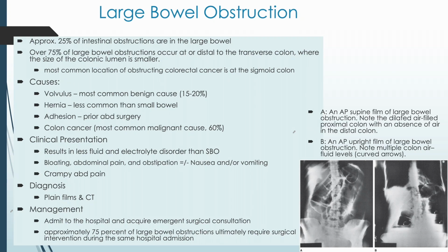Also, hernias and volvulus are causes of large bowel obstructions. How do these patients present? Well, it results in less fluid and electrolyte disorders than small bowel obstruction, but it still causes bloating, abdominal pain, and obstipation, plus or minus nausea and vomiting. A lot of times, since the blockage is a lot lower down, the nausea and vomiting is not as persistent, but it can happen. And then patients tend to get the same kind of colicky, crampy abdominal pain.